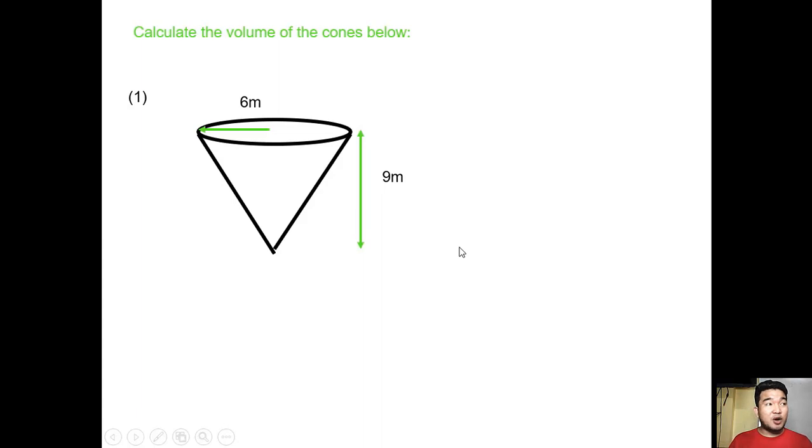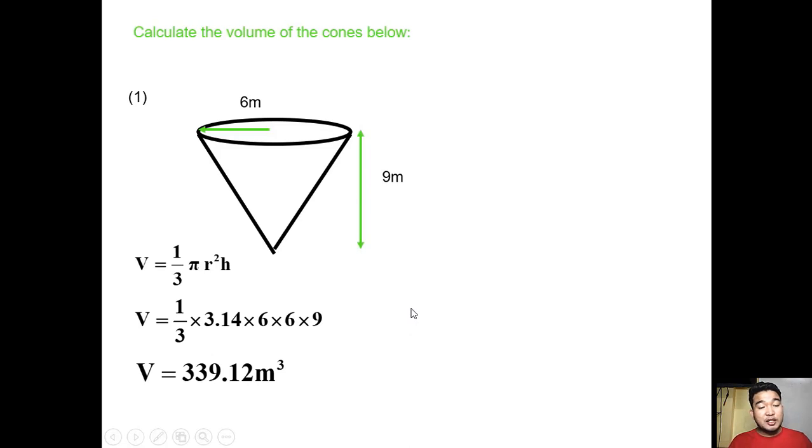Suppose that we have here a cone with a radius of 6 meters and a height of 9 meters. So volume is equal to 1/3 pi r squared h. We know that. That is the formula. So by simply substituting our values, 1/3 times pi, which is 3.14, times the radius, which is 6. That's 6 squared, so 6 times 6, times the height, which is 9. Simplifying it, you will have volume 339.12 cubic meters.